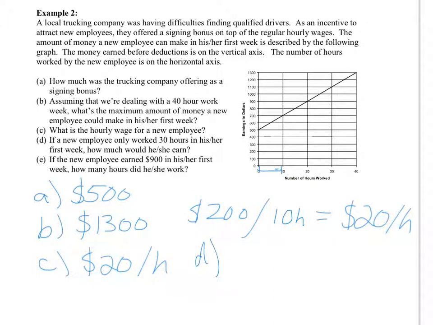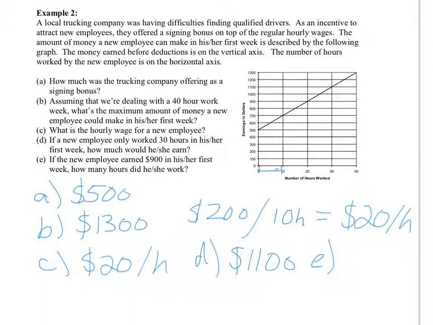Okay, D. If a new employee only worked 30 hours in his or her first week, how much would he or she earn? Okay, so it's their first week, so they do get the signing bonus. And we want to know what they would earn if they worked 30 hours. So we go over to 30 hours, and we go up until we hit the graph, and at 30 hours, the value is $1,100. So that employee could earn $1,100 in their first week if they worked 30 hours.